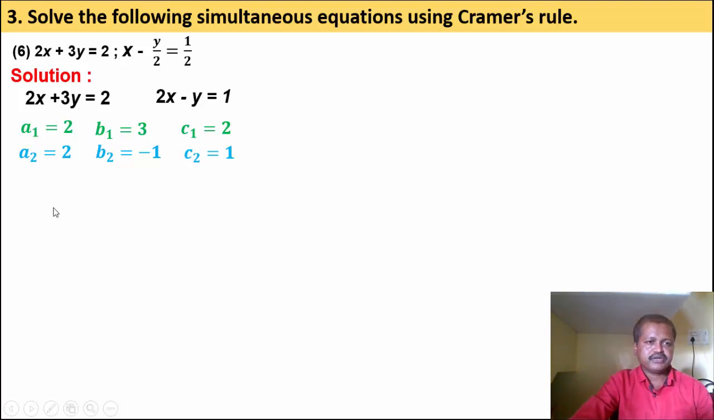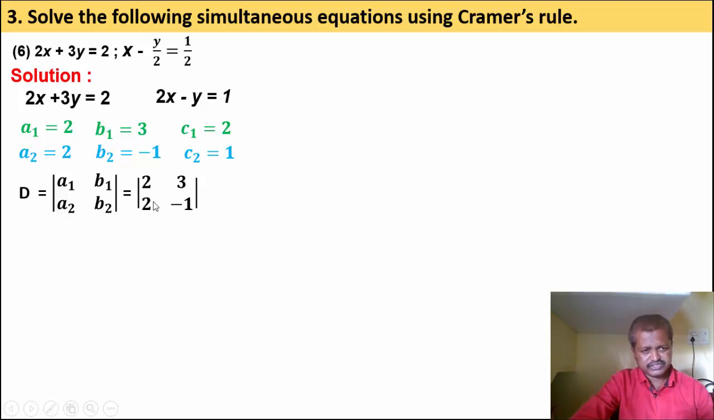So calculate the value for d, with a1 b1 a2 b2. So write for a1 b1 it is 2 3 and for a2 b2 it is 2 minus 1. So take cross multiplication, 2 into minus 1 minus 3 into 2. So right here, 2 into minus 1 minus 2 into 3. So 2 into minus 1, that is minus 2, minus 2 into 3, minus 6. So right here minus 2 minus 6 is minus 8. So this is the value for d.